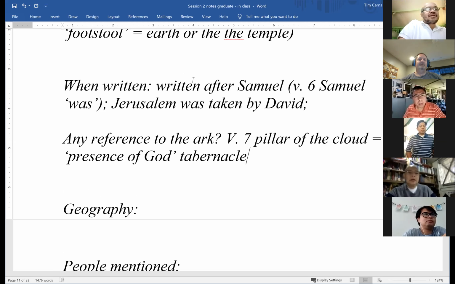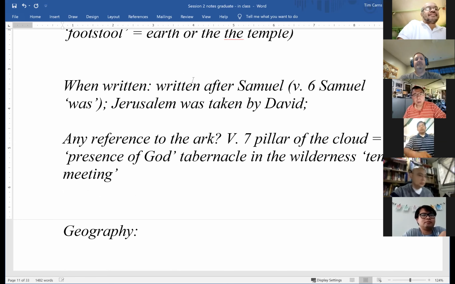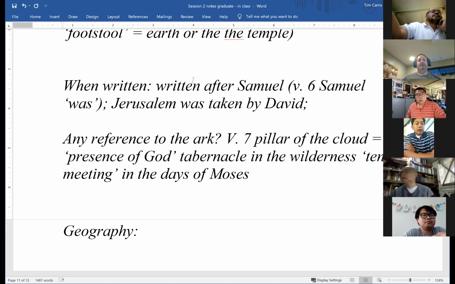You guys didn't know we'd be talking Israel's history here today, did you? Yeah, during the wilderness. Tabernacle in the wilderness, right? Or the tent of meeting, it was called at times. Remember that? So this would have been in the days of Moses. So we know, since we're talking here about the time period of at least David or later, the pillar of cloud there, I think, would be a reference to an earlier time.